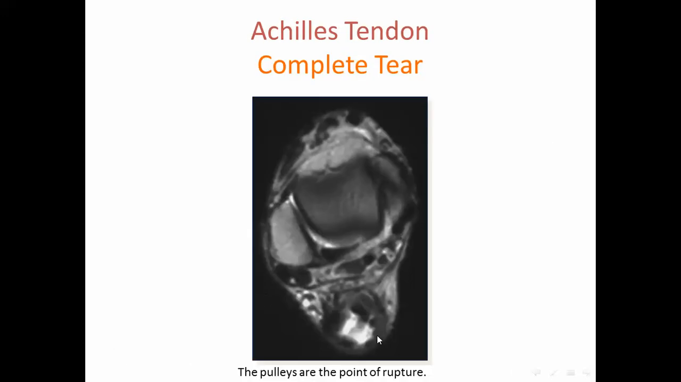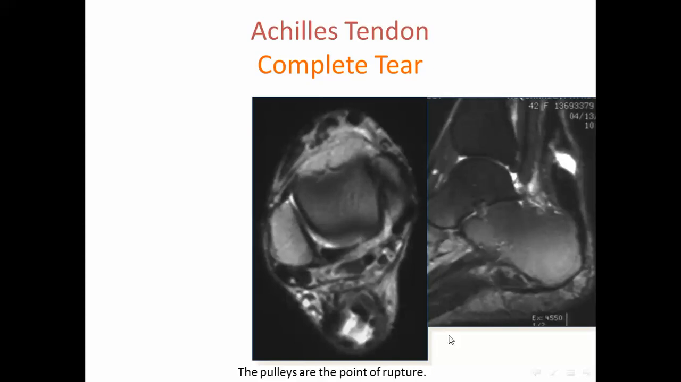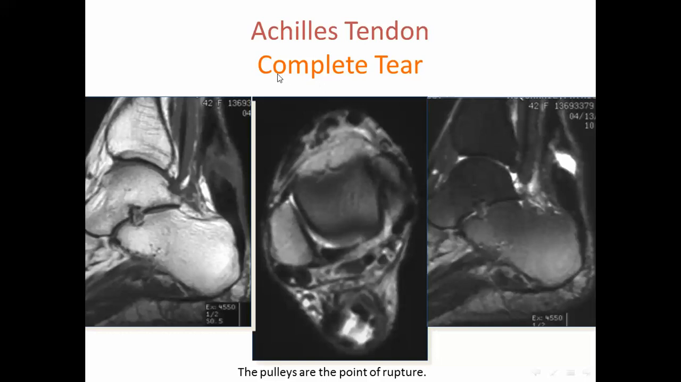Complete tear when you find nothing there in the region of the Achilles in the axial scans. You find some fluid, that means that the fibers are interrupted, and this is complete tear. Here it is. This is complete tear of the Achilles tendon. Hypointensity 1, hyperintensity 2 in fluid collection, and there is no fibers passing there.